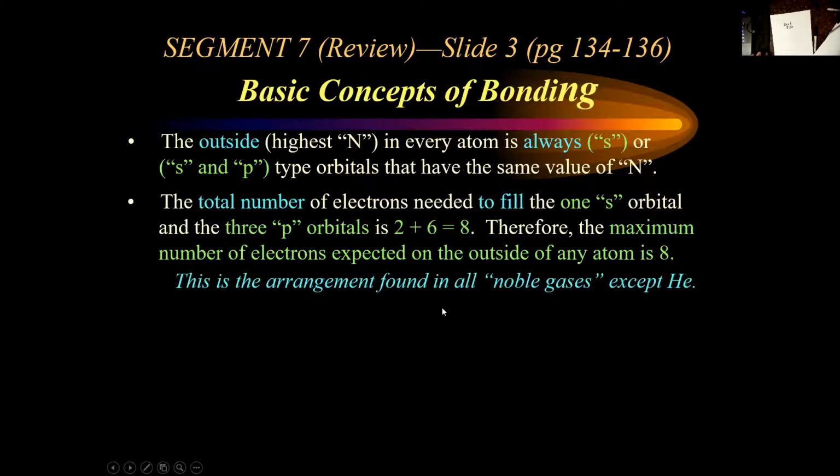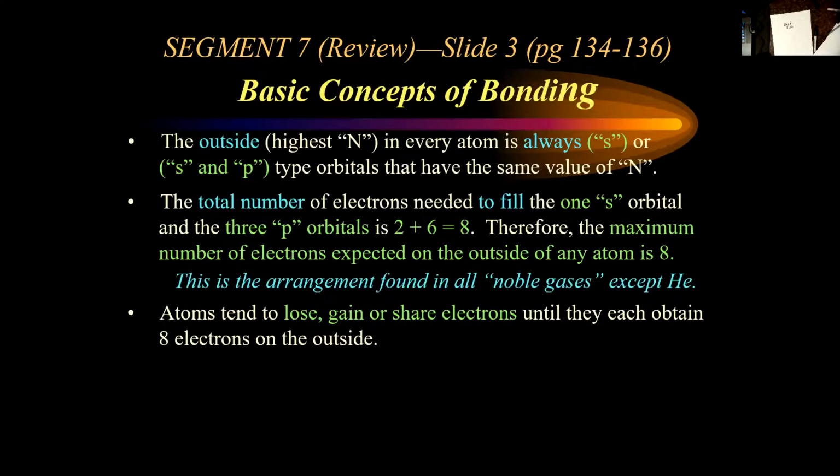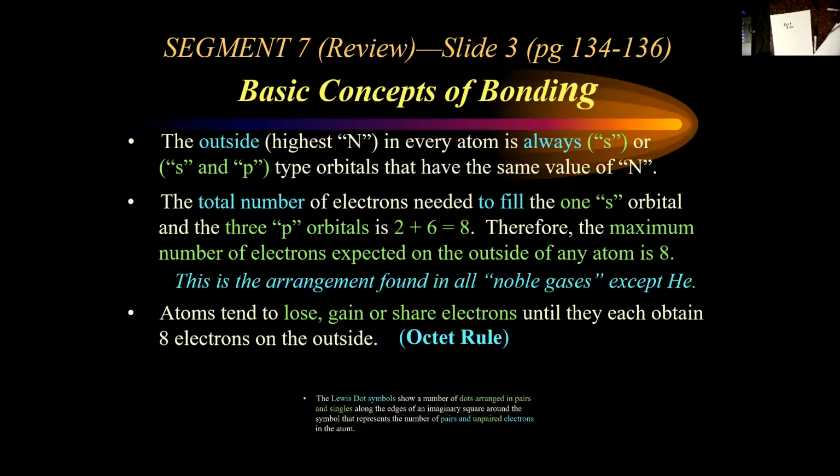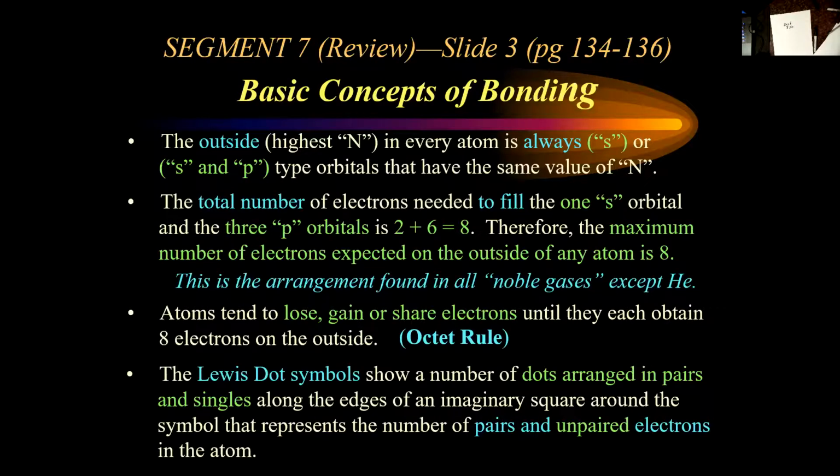And since there are s and p orbitals on the outside of every atom, the maximum any atom can have in its outside layer, not in its valence shell, is limited. You have to understand the valence shell includes the outside layer plus the ones under it that are not filled. So the outside layer can't hold more than 8 electrons. That is the so-called octet rule, and that's the arrangement of the noble gases. And so atoms tend to lose or gain electrons to get an octet.